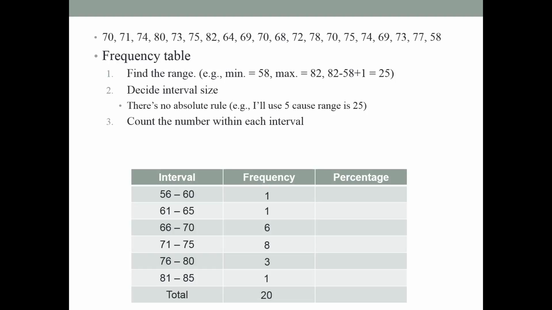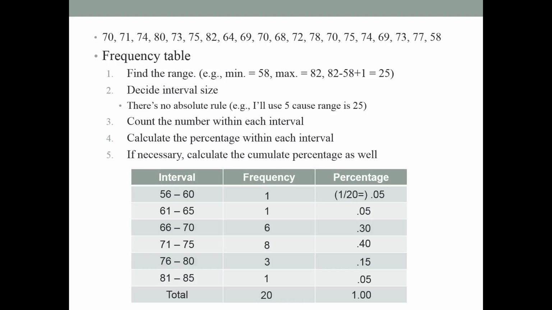Okay. Now we calculate the percentage within each interval. So for this interval, there's only 1 value, and in total is 20. So 1 divided by 20 is 0.05. And this, of course, will be the same. Okay, now pause the video and calculate the rest. Okay, now let's take a look. Right, that's it.